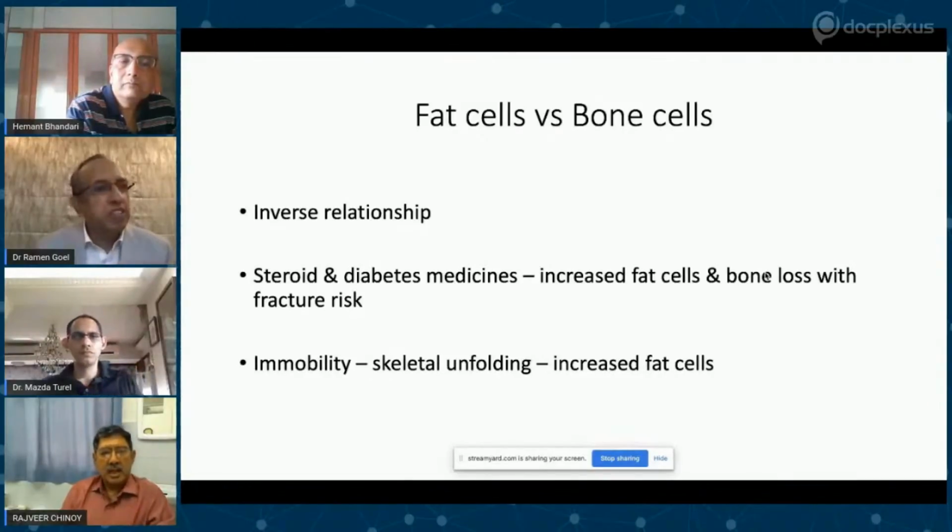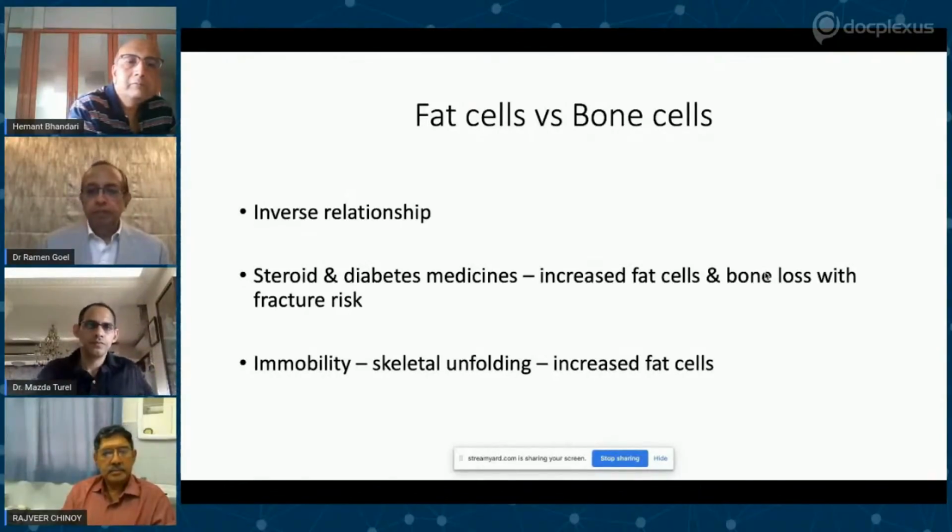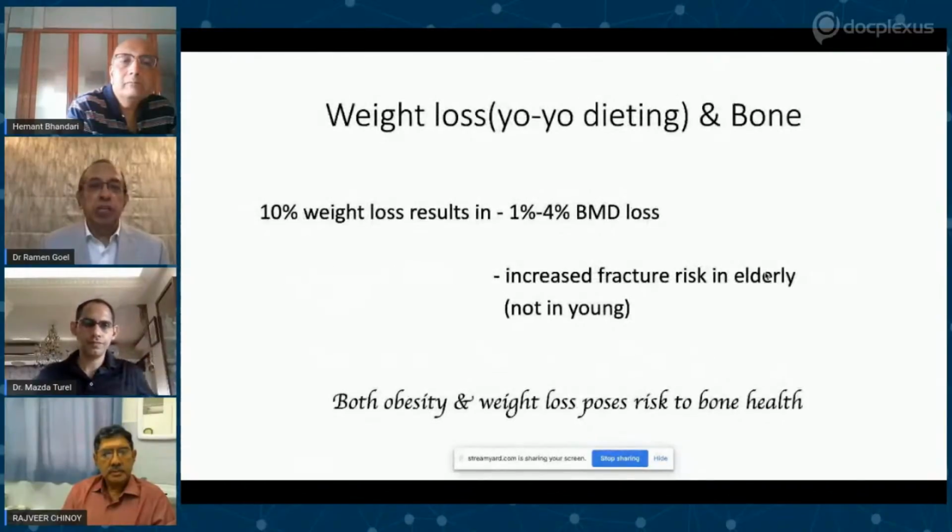So what you are saying is very interesting. If somebody is exercising, that not only increases the muscle mass, it also makes the bone strong. Is it? That's right. Perfectly. Okay. All right. I just wanted to highlight that point. So friends, this was about weight gain.